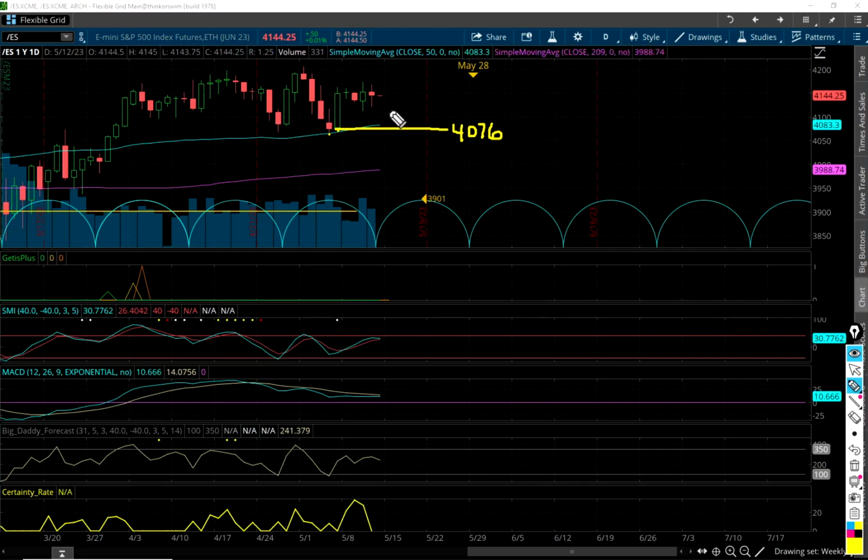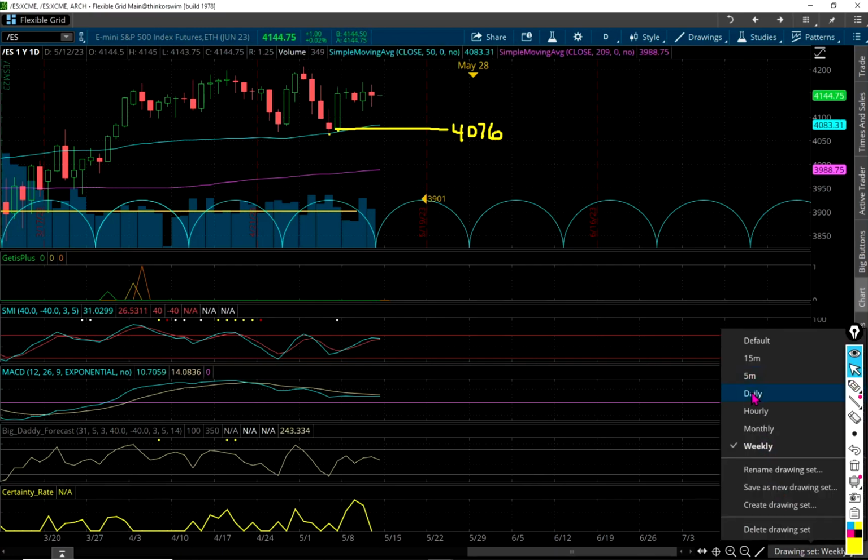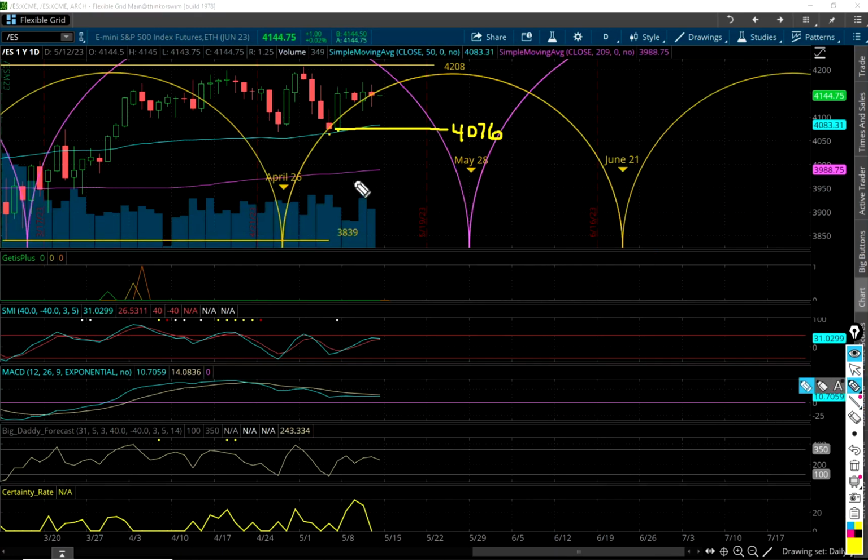So I think there's a real good chance. Let me switch back to the daily drawing set because I'm on the wrong drawing set. There's a really good chance we're going to come down to touch this. We may even get below it, but I do believe we'll get below 41.00, which right now we're only 44 points away from. I think it's going to curl over.